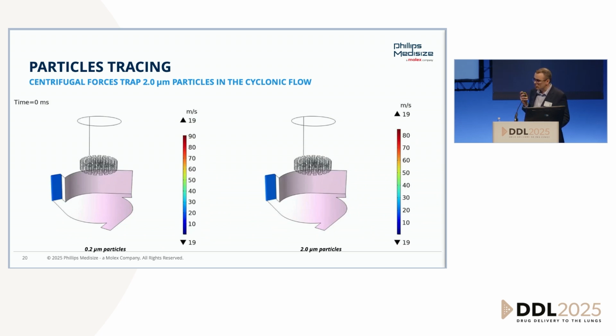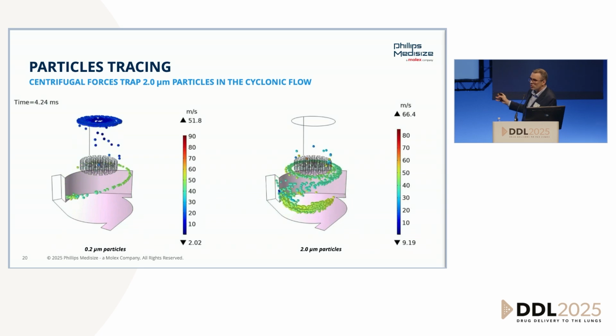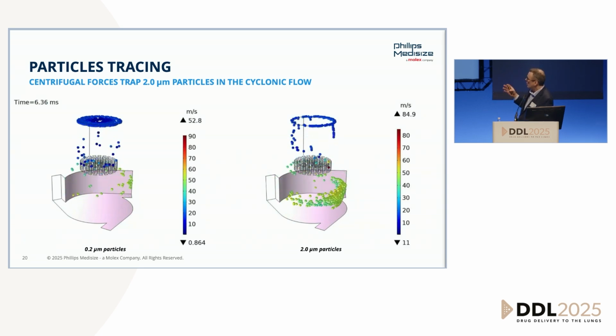So to understand this, let's consider a cyclonic chamber without a ball first, and we'll look at small particles on the left and large particles on the right. So that's what we get. The small particles are all conveyed towards the mouthpiece, while you can see a large portion of the large particles is trapped in the cyclonic chamber by the centrifugal forces.